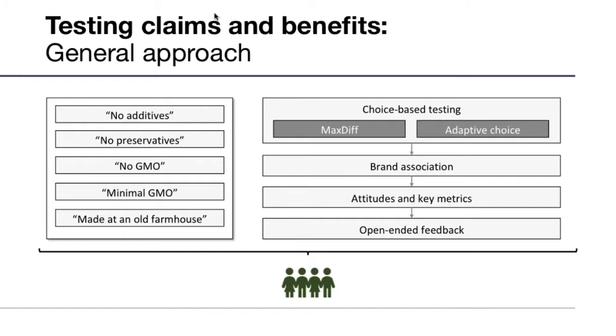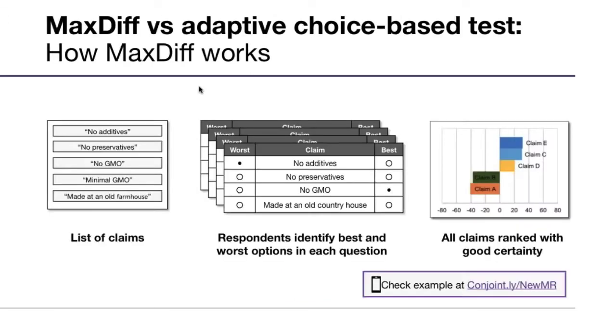Then, the next type of research question that commonly comes up is about testing messages or claims that you would want to put on your product. Say you have a bunch of claims such as no additives, no preservatives, no GMO, and so on and so forth, and you want to know which one will work best for your product. There are different ways to do it. Typically, they're based around MaxDiff or some sort of choice-based methodology, supplemented by other questions such as open-ended feedback and assessment of attitudes.